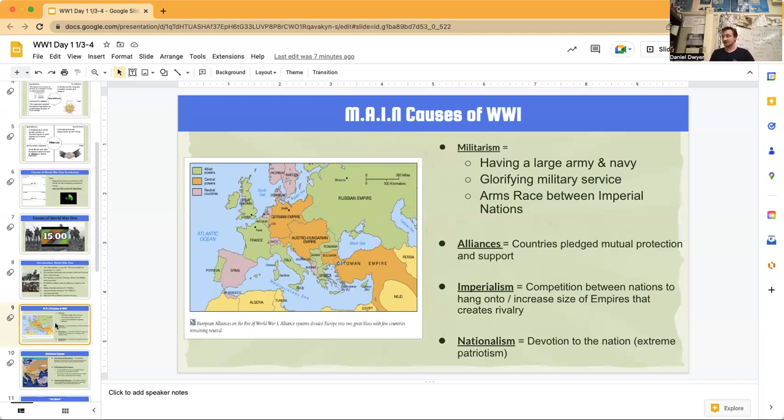Imperialism is another main cause. Again, we just finished that unit. Competition between nations to hang on to and increase the size of their empires. That's going to create rivalry.